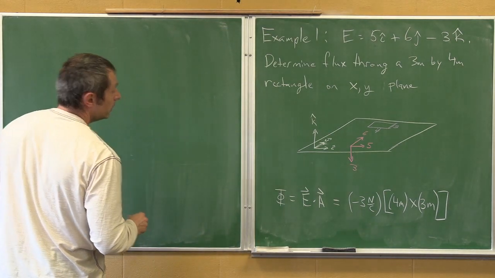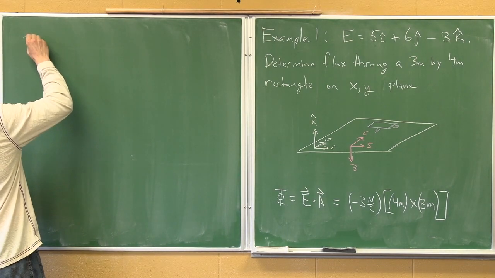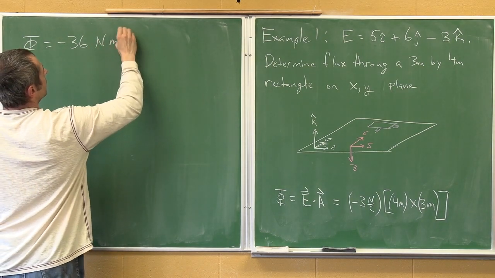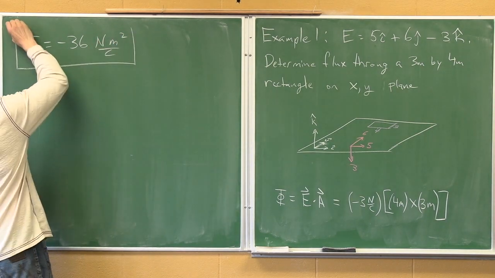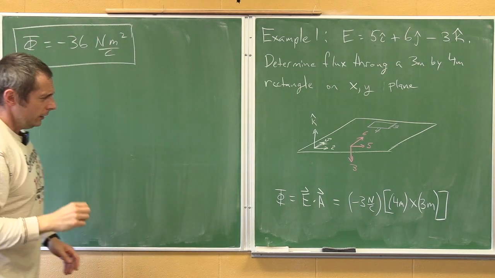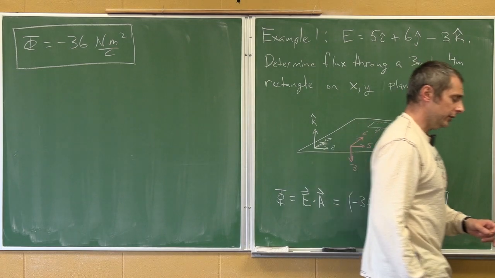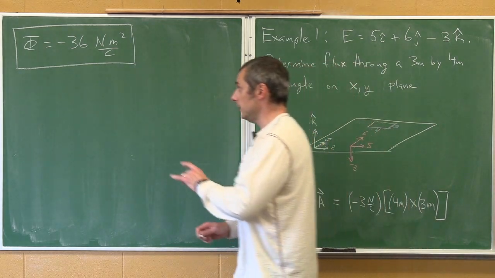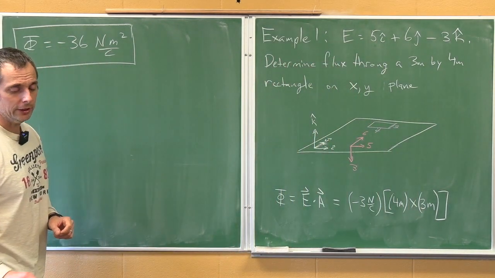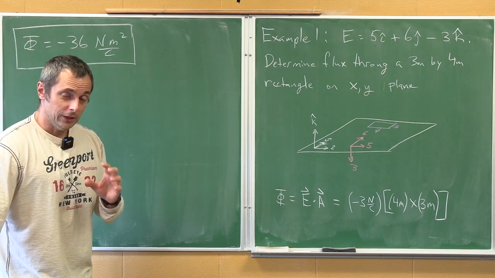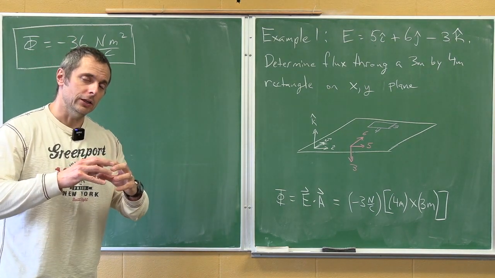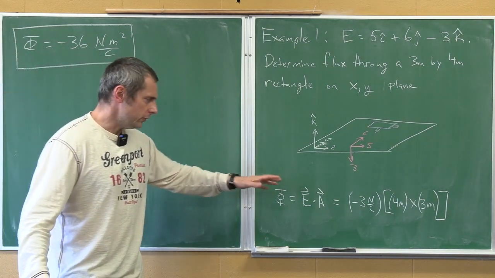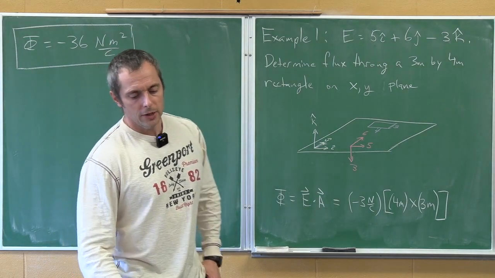Which is, flux is -36 Newton meters squared over coulombs. Let me pause to give you a chance to catch up if you need it. Okay, so the minus sign is actually not all that critical here. It's more important when you're dealing with a closed surface, the minus sign indicating electric flux going into the surface, positive coming out. But just as long as you know how to get the numerical answer, that's good enough.